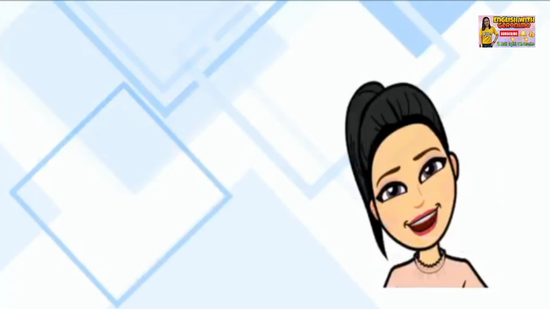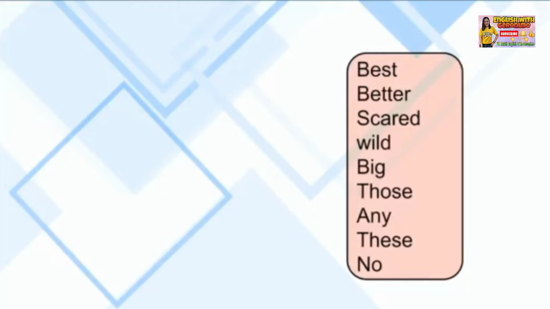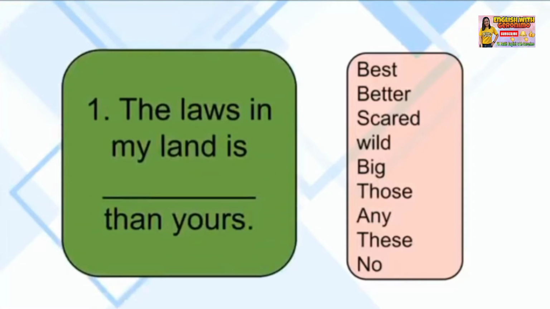Now let's try a few items as practice exercise. Fill in the blanks with appropriate adjectives to be used in the following sentences. Select your answer from the given bank. Best, better, scared, wild, big, those, any, these, and no. Number 1. The laws in my land is blank than yours. The correct answer is better.